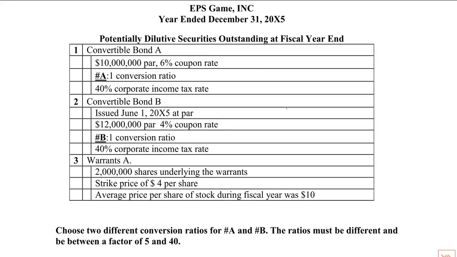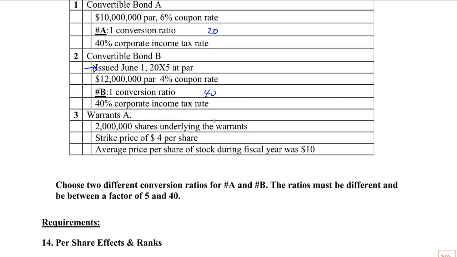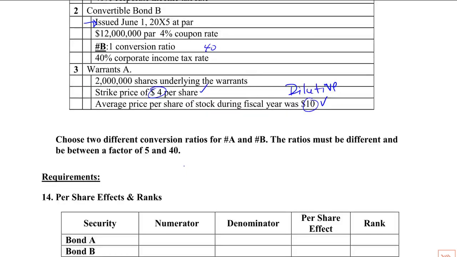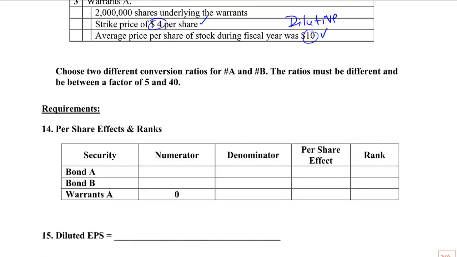Choose some conversion ratio. So let's say 20, and let's make this one 40. This was issued June 1. Okay. This strike price is 4. The market price is 10. This one is definitely dilutive without any testing because the market price is greater than the strike price or exercise price. All right. Now the per share effects.